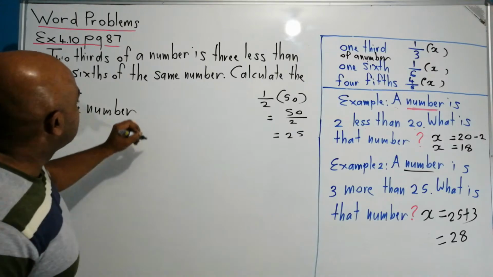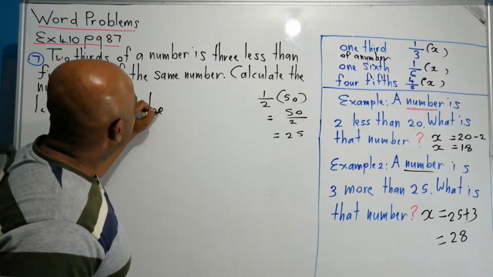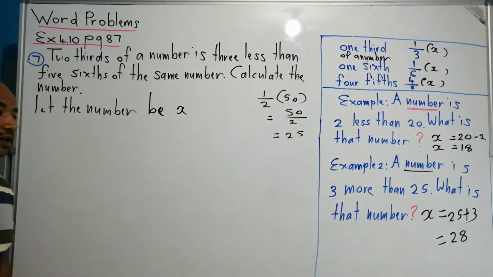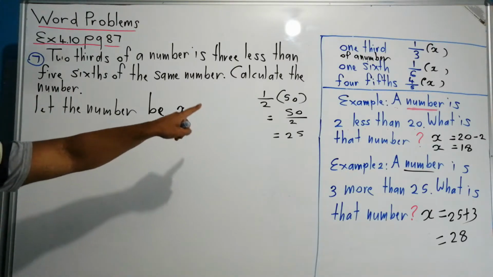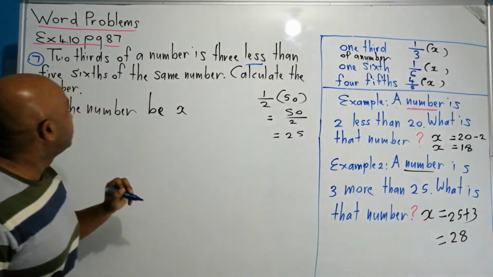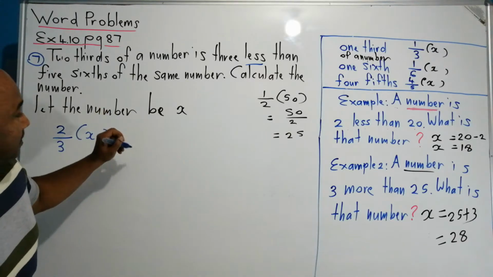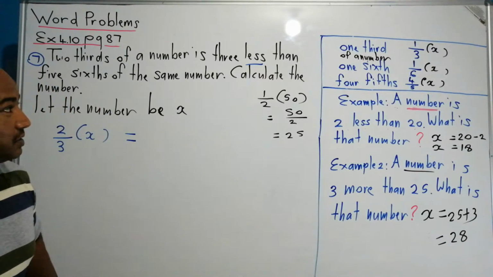Let the number be x. Okay, let the number be x. So that is the number that we are looking for. Alright, so now 2/3 of a number. Okay, so to refer to this, we're dealing with the word less here also. 2/3 of a number. So I'm going to go 2/3 of that number is. So when you say is, you're going to put equals to now.